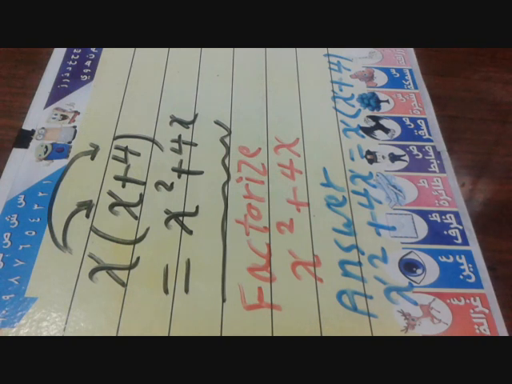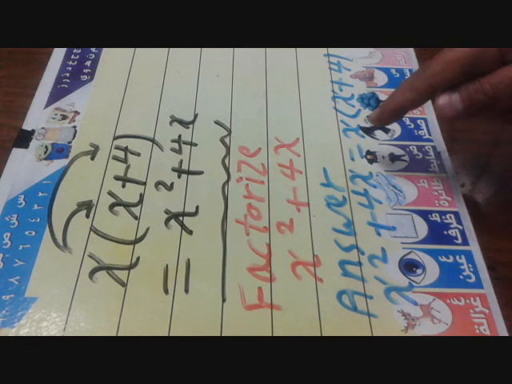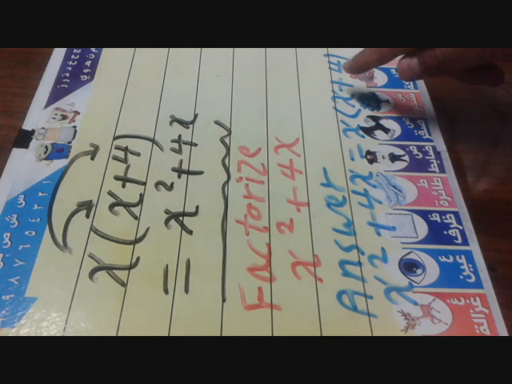By using the highest common factor, get it outside the bracket and divide by the common factor, and put the quotient inside the bracket.